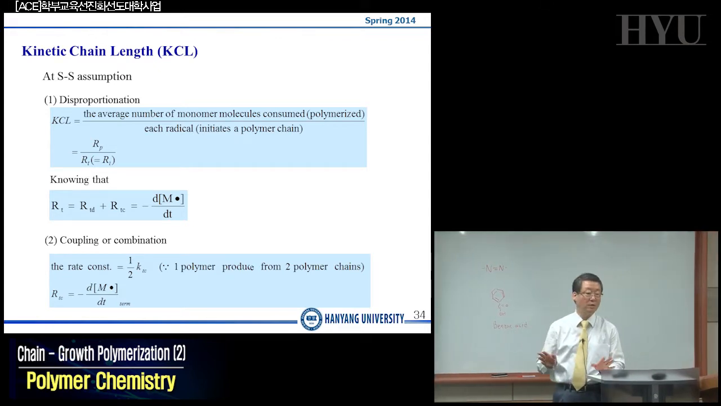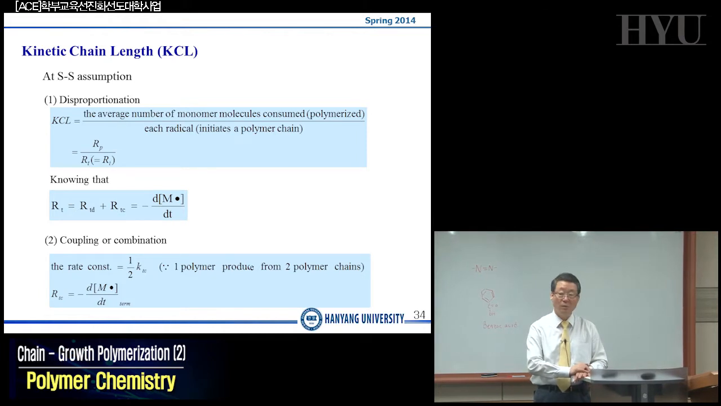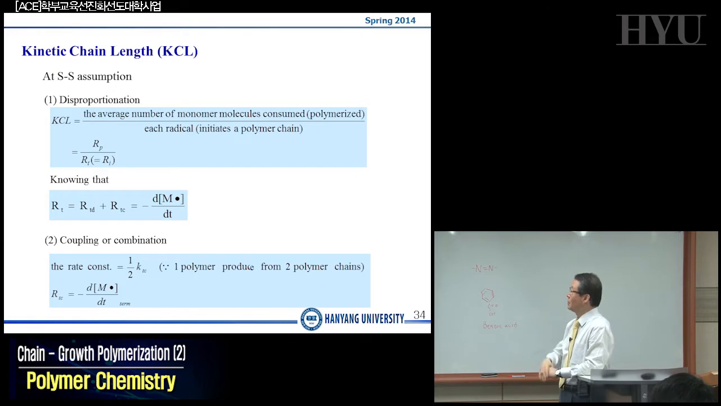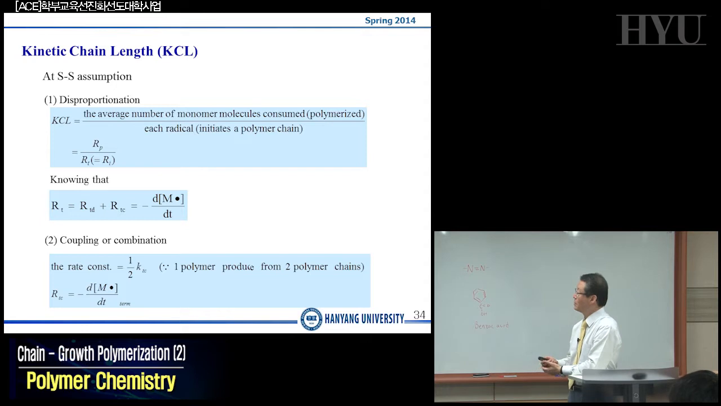Now, we can talk about the molecular weights, molecular weight or repeating units, or degree of polymerization, or kinetic chain length. Chain length is molecular weight, of course. So we can talk about the kinetic chain length at a steady state assumption. If you think about the steady state assumption, Ri is equal to Rt, and we can manipulate these equations.